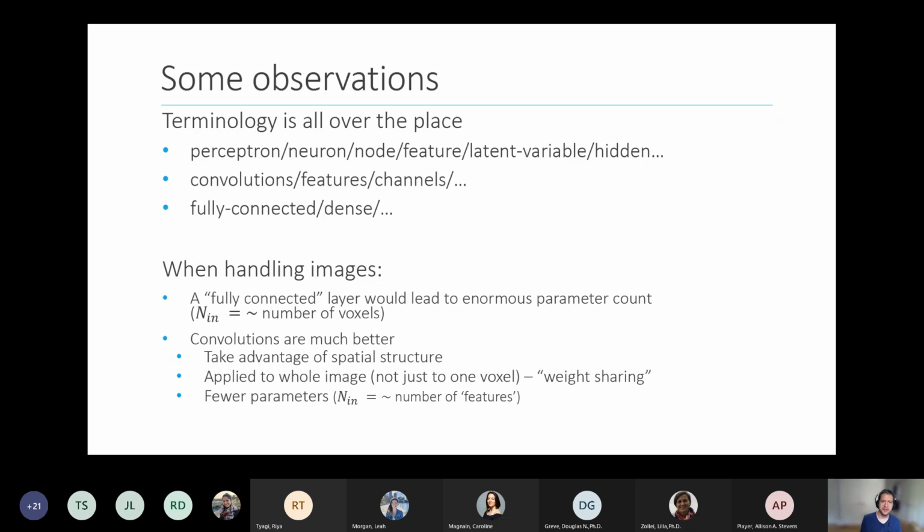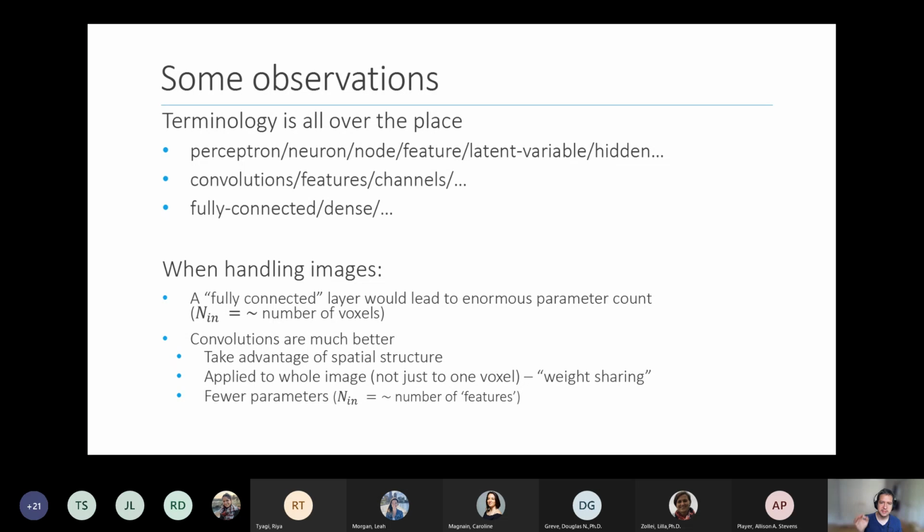Some quick observations about these last few slides. As you've seen, even as I was talking, I mentioned several terms that all tend to mean the same thing. This is because deep learning is an incredibly fast evolving field. There's core machine learning being done, but it's also super applied, and so everyone uses their own terminology.